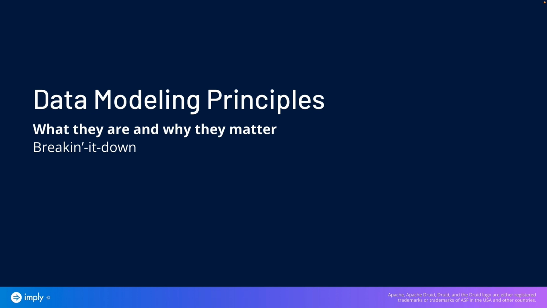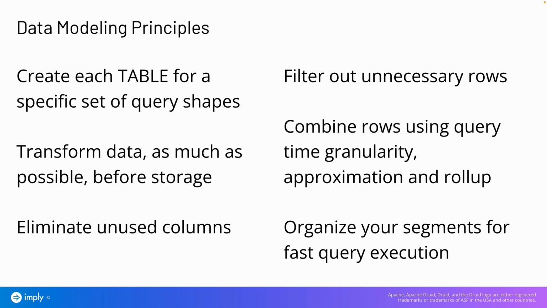Let's start by looking at what each of the principles are and why we should care about them. There are 6 principles. Firstly, create each table for a specific set of query shapes. Secondly, transform data as much as possible before storage. Thirdly, eliminate unused columns, and related to that, the 4th principle, filter out unnecessary rows. The 5th principle, combine rows using query time granularity, approximation, and rollup. And then finally, organize your segments for fast query execution.